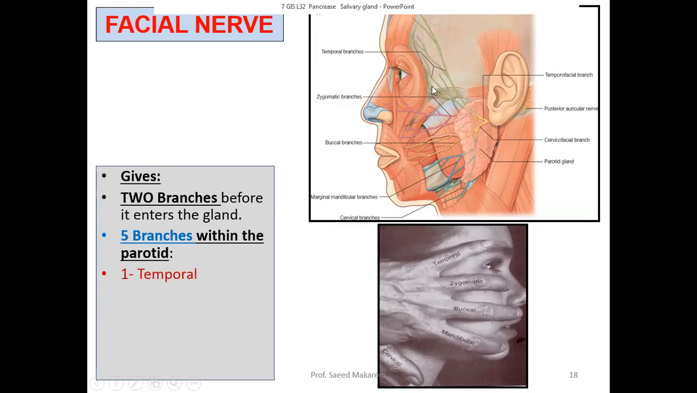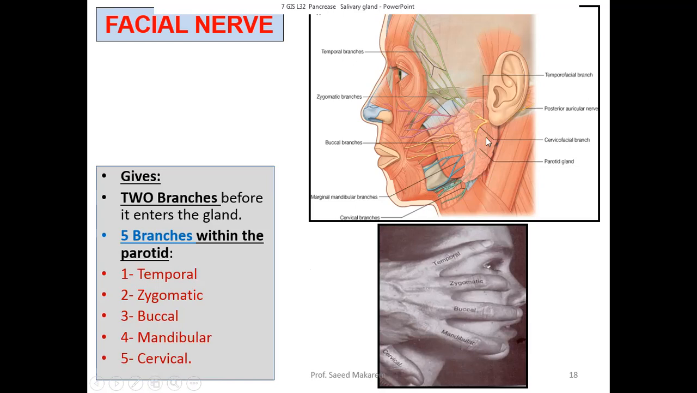The first one is the temporal. Then we have the zygomatic branches going across the face. Then we have the buccal branches going toward the oral cavity. These are the buccal branches, yellow colored, going towards the oral cavity. Then we have the mandibular branches going towards the mandible, if you see here. Then we have the cervical branch going into the neck. So these are the 5 branches coming from the facial nerve.